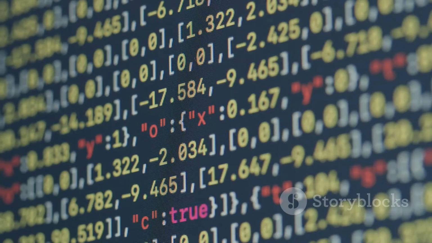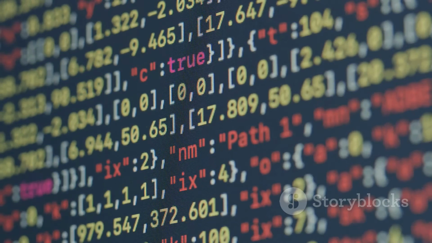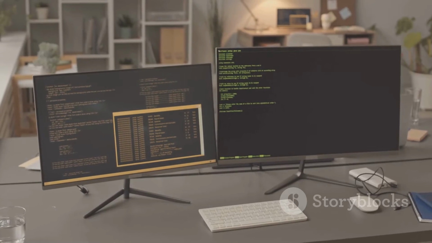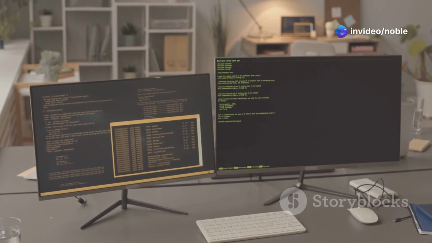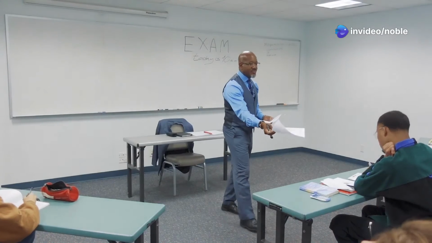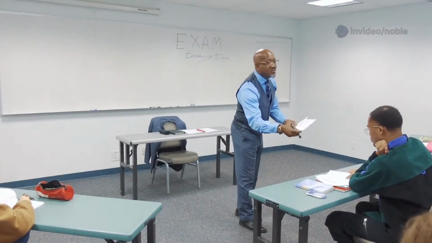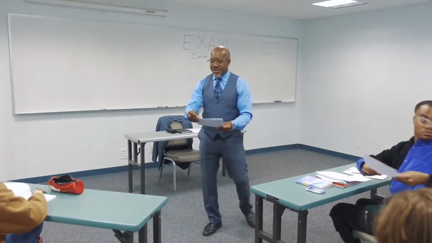Secondly, merge sort is what we call a stable sorting algorithm. This means that if you have two items with the same value, they'll stay in the same order they were in the original list. Think of sorting a class roster by grades. Students with the same grade will remain in alphabetical order.